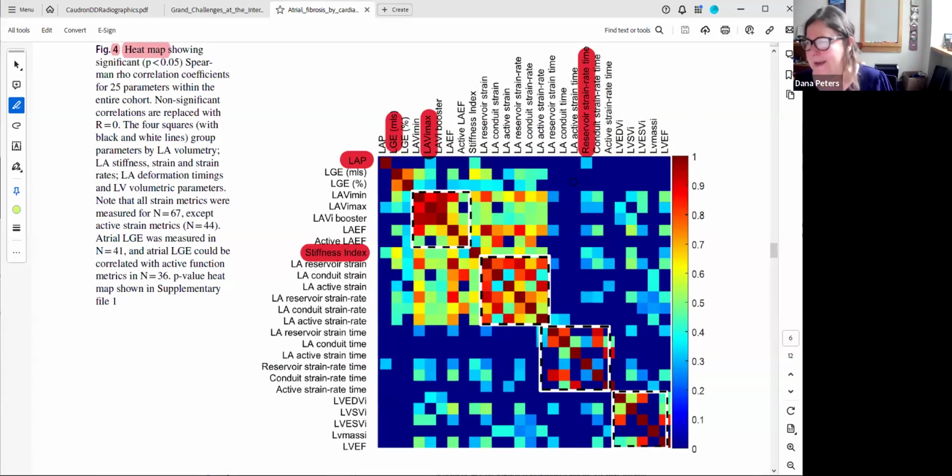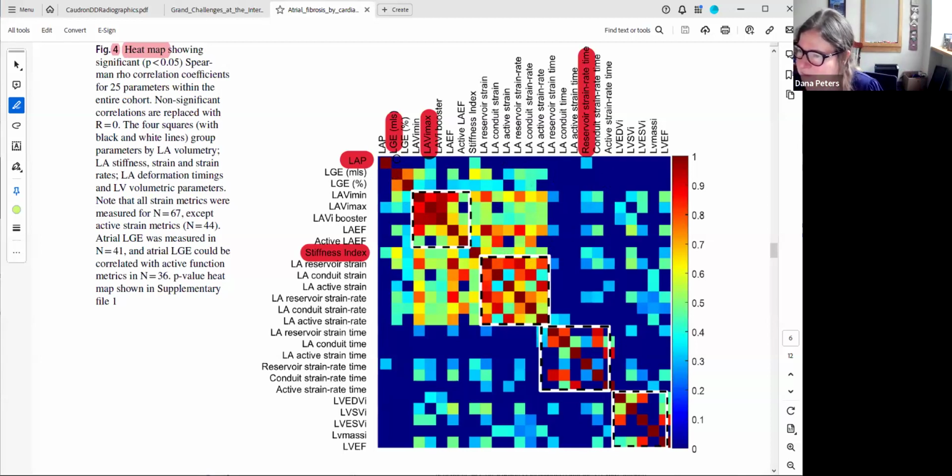So this is not like a normal patient cohort. In normal patient cohorts, they have found that LA reservoir strain correlates pretty strongly to pressure. So these are different patients, is what this is saying. And then I just wanted to point out LGE, which really is related to the stiffness index.